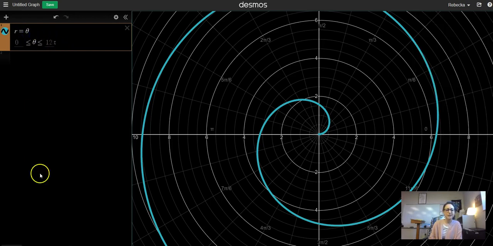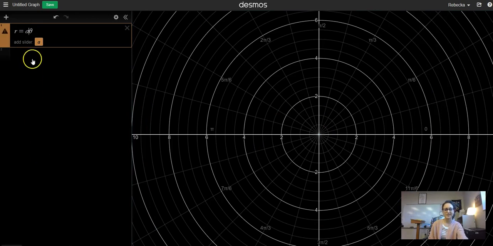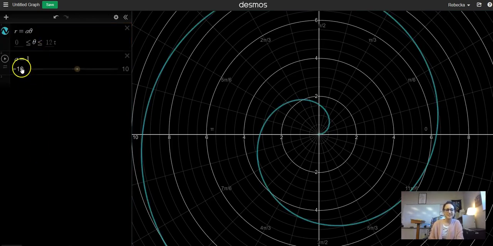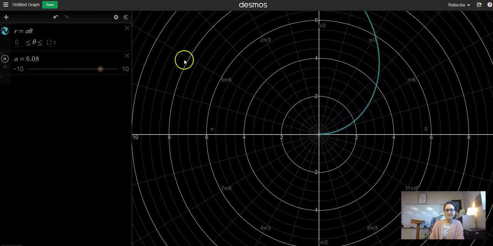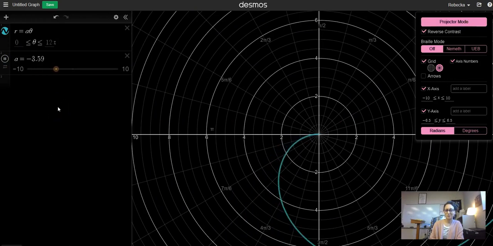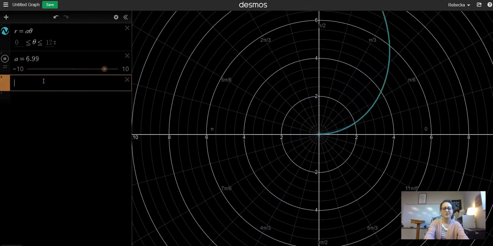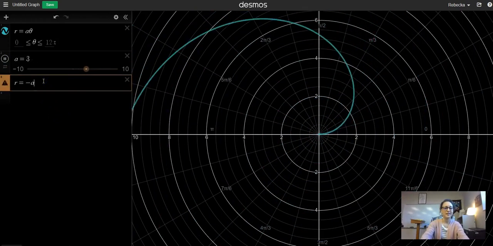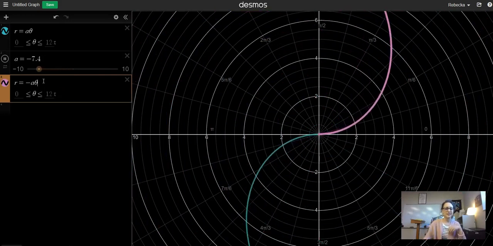Now, what do you think would happen if I put a slider on theta? Like if I did this. So you can see you have kind of a twirling spiral. I could also graph r equals negative a theta.